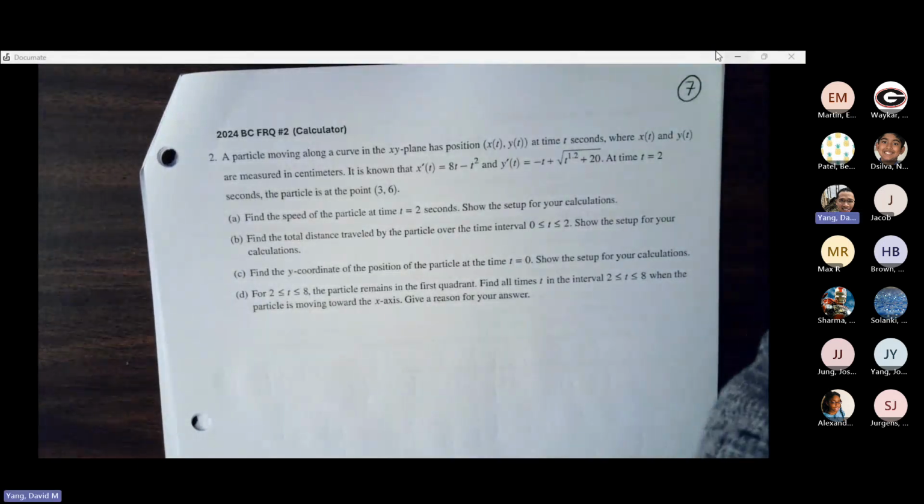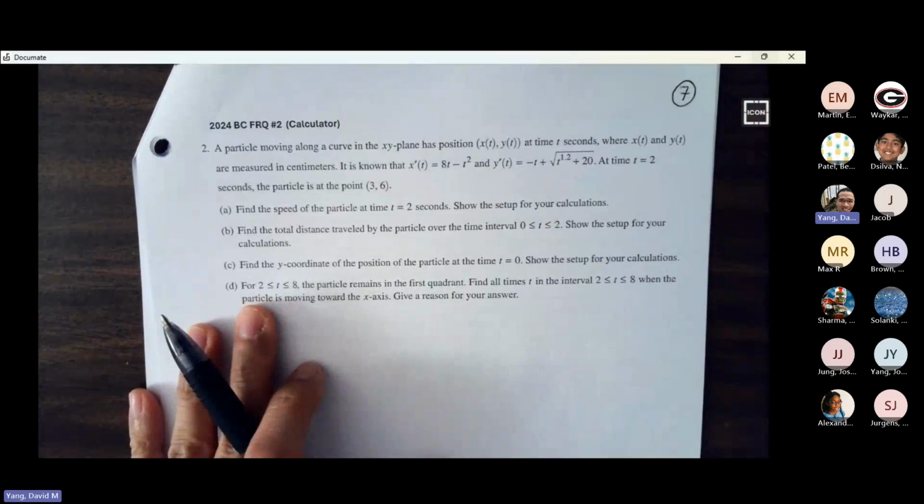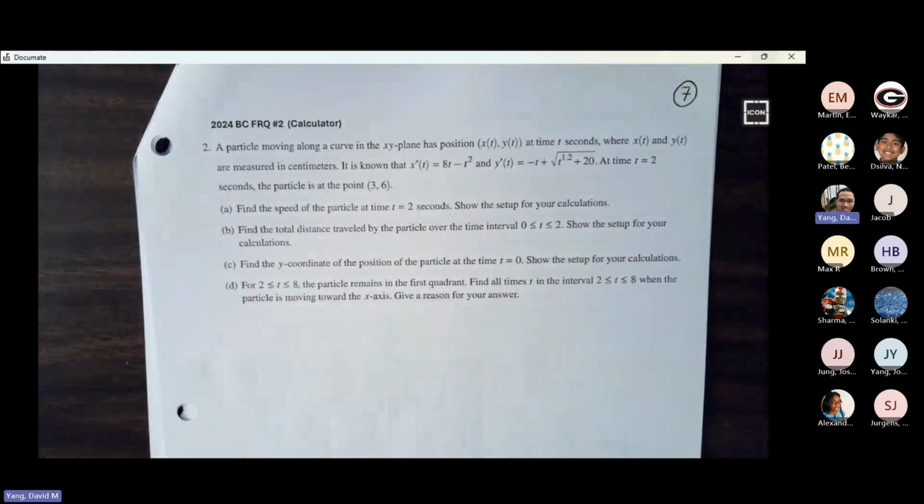Okay, so this is number 2. Back to calculator. So this is a calculator question here.